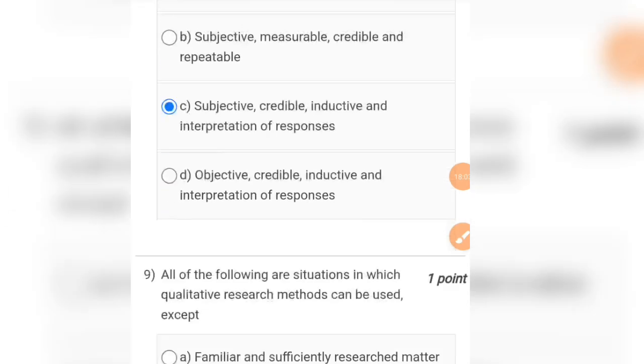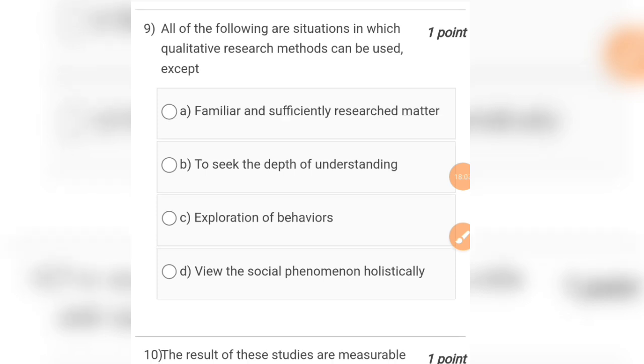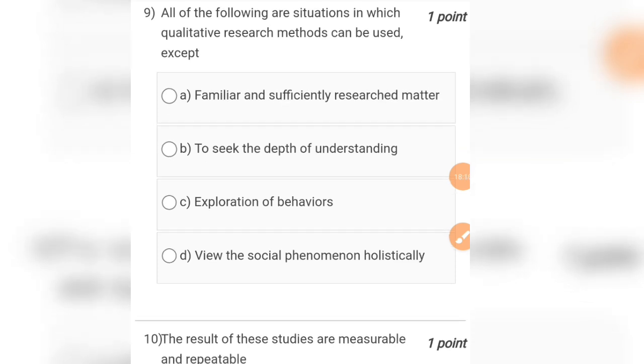Now only 2 questions are left. Question number 9: all the following are situations in which qualitative research methods can be used except: familiar and sufficiently researched method, to seek the depth of understanding, exploration of behaviors, and view the social phenomena holistically. So the answer will be familiar and sufficiently researched method, that is option A. So for question number 9, option A will be the answer.